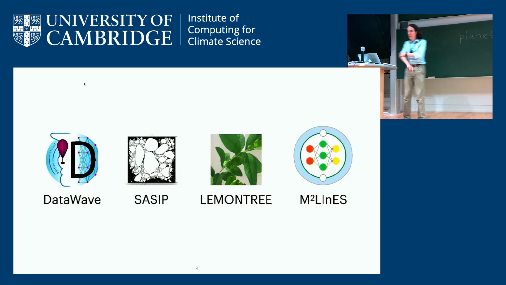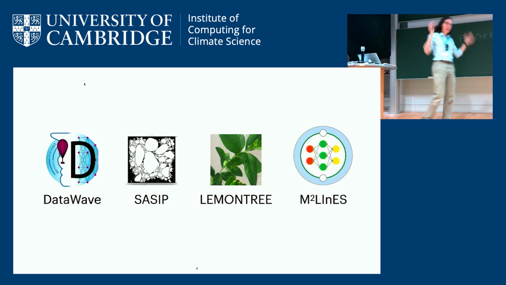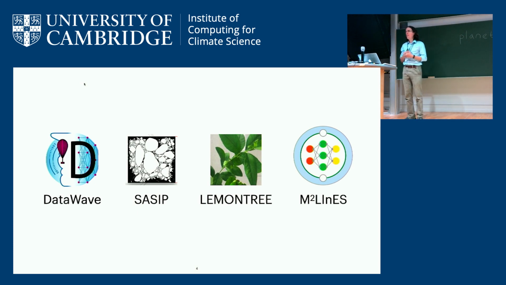So these are the 4 teams. Some of you here will be part of these: DataWave, SACIP, Telemetry, and M-squared lines. These are large international collaborations of scientists across many universities and many countries, focusing on particular aspects of the Earth system and new modelling techniques. So we're working with them directly to support those teams, as well as thinking about the broader issues of how we advance the field and use computer science and AI to bring about advances in climate science, from a more long-term perspective as well.